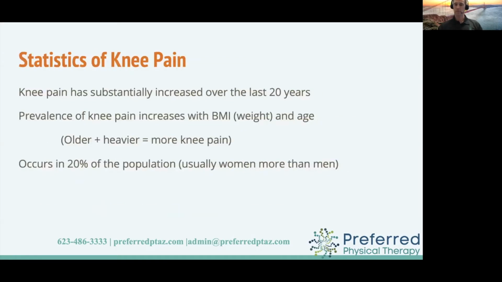So let's go into some statistics of knee pain, because it has substantially increased over the last 20 years. Its prevalence is going up. We're seeing it more in combination with BMI, and that's a measurement of your height to weight ratio, as well as age. So we're noticing the older and heavier we are, the more knee pain we experience. And that's just a reality of what we're living with. It occurs in 20% of the population, and usually more women than men.